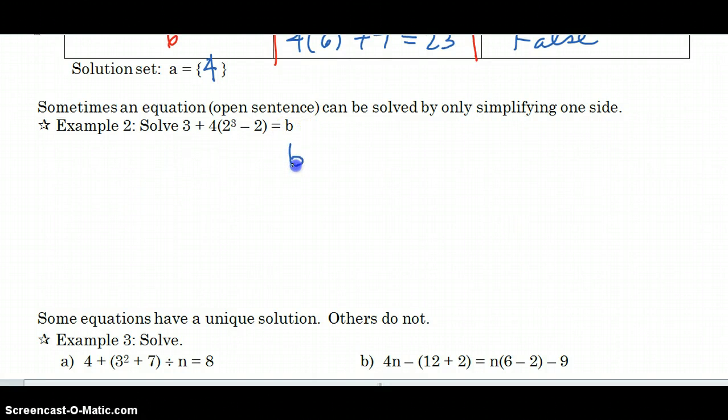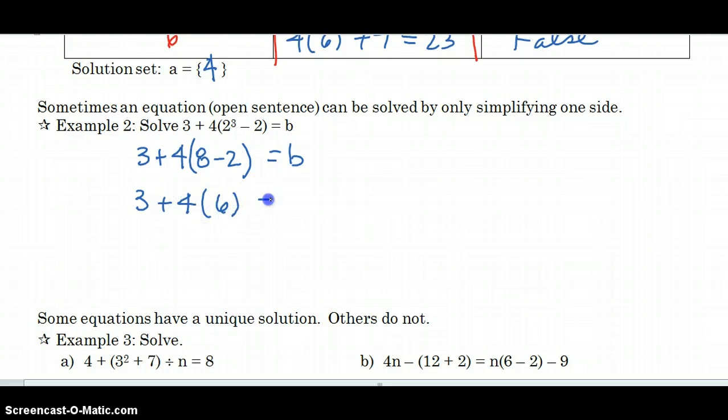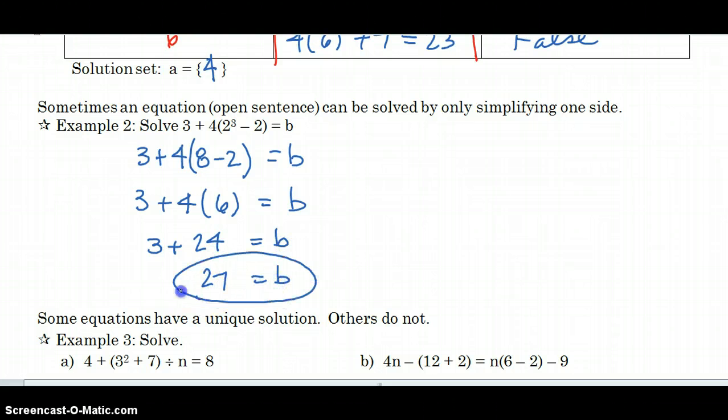So here B is already isolated, so if I just solve using my order of operations, in the end I'll be finished. I will have solved for B. So let's see. Please excuse my dear Aunt Sally. I start with my exponents, so 2 to the third power makes 8. Then I need to take care of my parentheses, so 8 minus 2 is 6. Then I need to multiply before I add, and 4 times 6 is 24, plus 3 is 27. So I've solved for B.